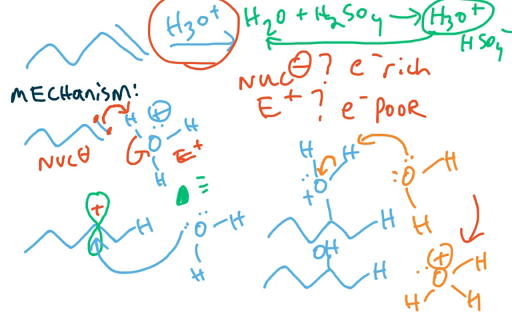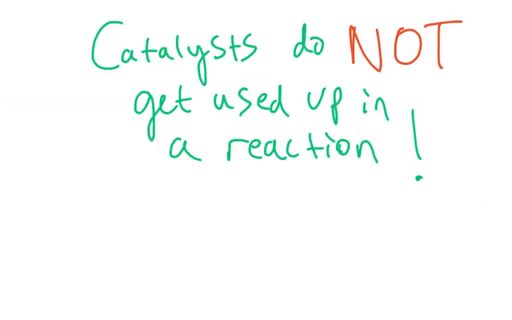Our catalyst was the acid, which is the hydronium. So one important thing to note before we move on, this is our product. It's the addition of water, so OH and H, across this double bond, and with the help of the acid catalyst, hence called acid catalyzed hydration. One important thing to know is we regenerated our hydronium. So that means catalysts do not get used up in a reaction. That's an important trait of catalysts.